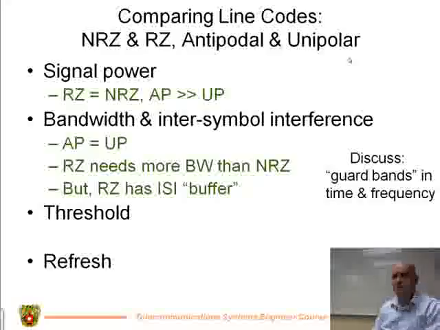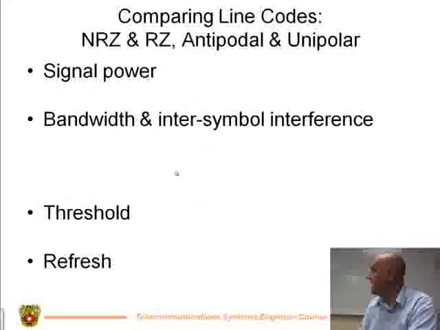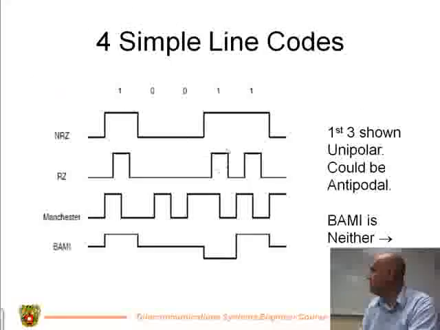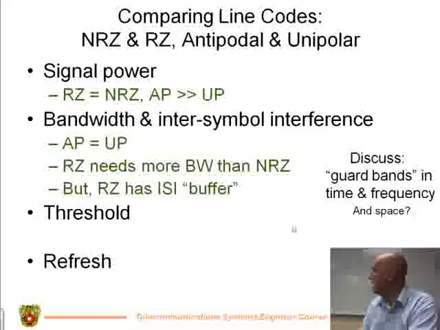because they're setting up spatial guard bands, right? Okay, so here, return to 0 has this ISI buffer in that you're not going to confuse two adjacent pulses because there's a separation. There's always a separation between them. Whereas here, they just run right into each other. So it takes more bandwidth, but we do have a little buffer.